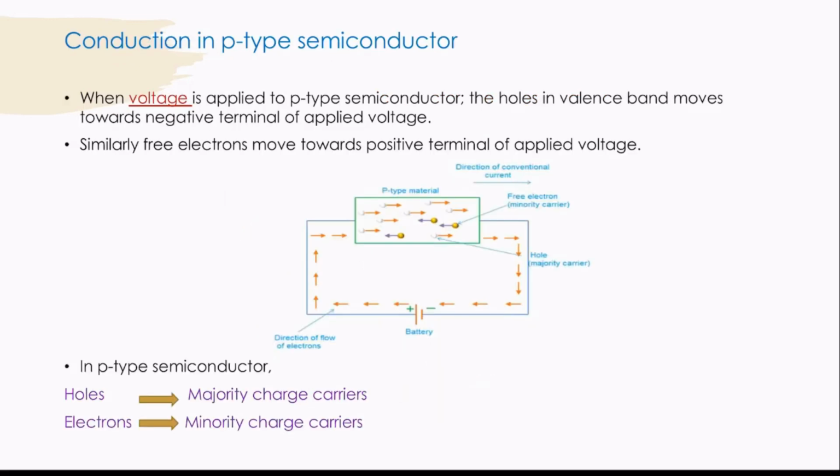Next is conduction in P-type semiconductor. As shown in the N-type semiconductor, it is a similar way in the case of the P-type semiconductor. When an external voltage is applied to the P-type semiconductor, then the holes in the valence band move towards the negative terminal of the applied voltage. Similarly, the free electrons move towards the positive terminal of the applied voltage. Hence, in the case of P-type semiconductors, we can say that holes are the majority charge carriers and the electrons are the minority charge carriers.